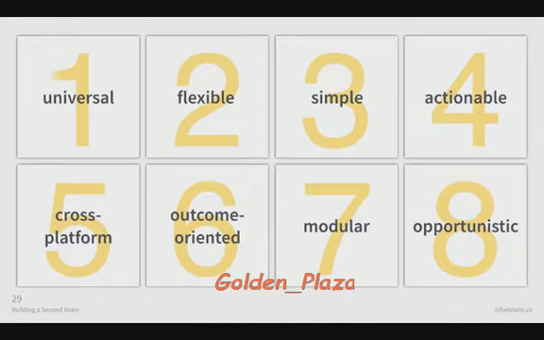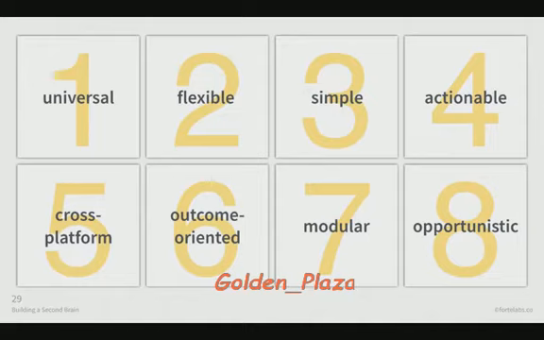Fifth, it needs to be cross-platform. Instead of sticking to just one program that does it all, we want to be able to work very seamlessly across different platforms and different apps. Sixth, it needs to be outcome-oriented. In other words, it needs to directly support and enable and accelerate the different outcomes and goals and objectives that we're committed to.